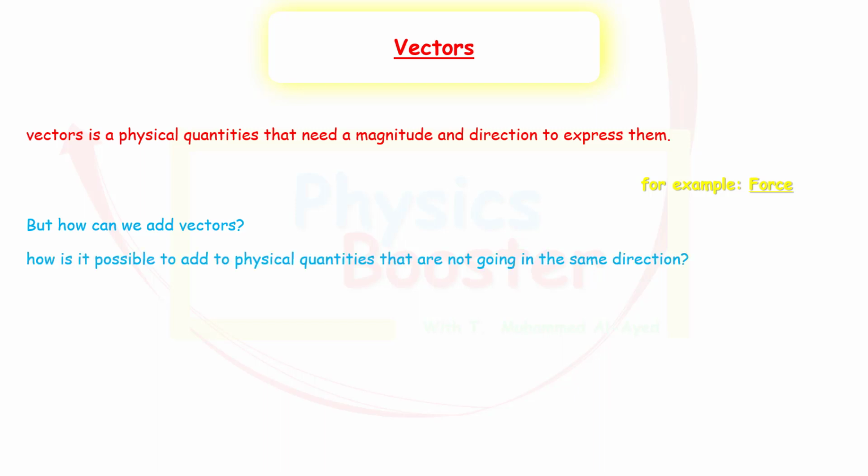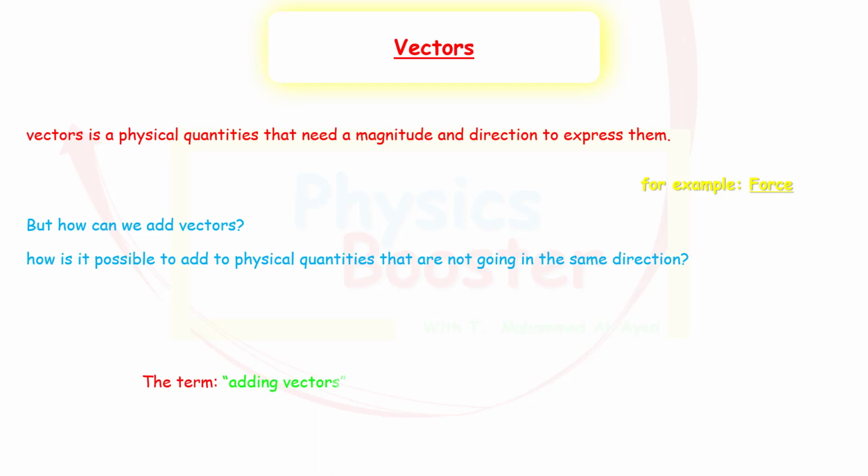together? In other words, how is it possible to add physical quantities that are not going in the same direction? Because we said that vectors need a magnitude and a direction to express them. But what if these vectors were not going in the same direction? That's what we will be answering today.